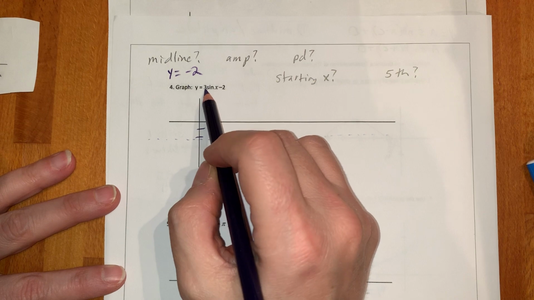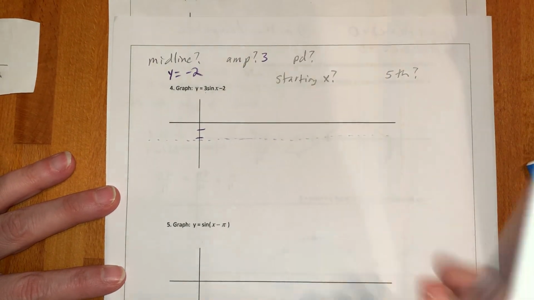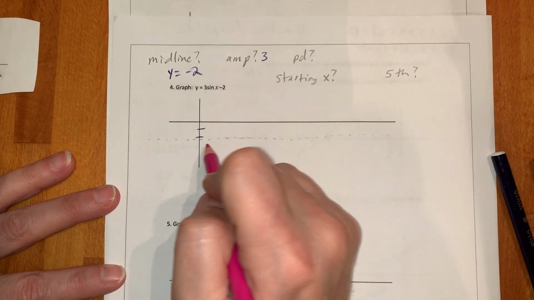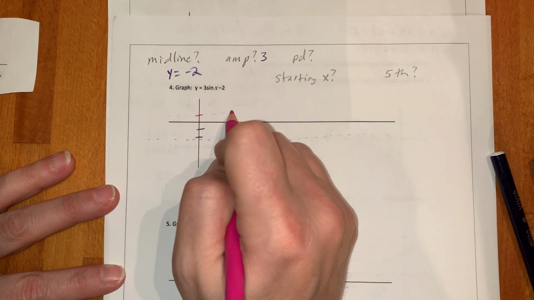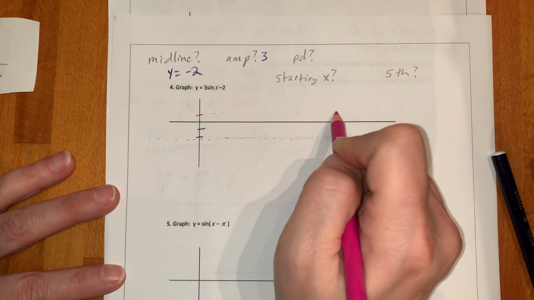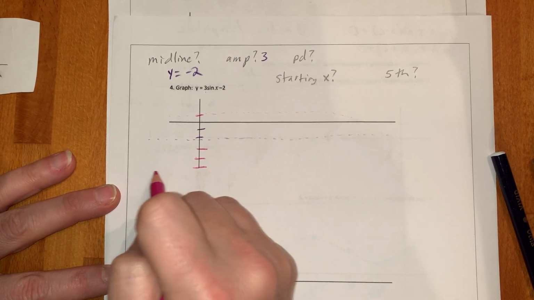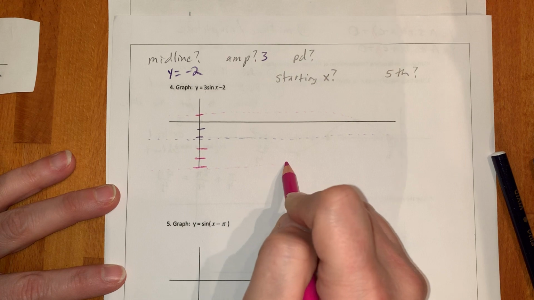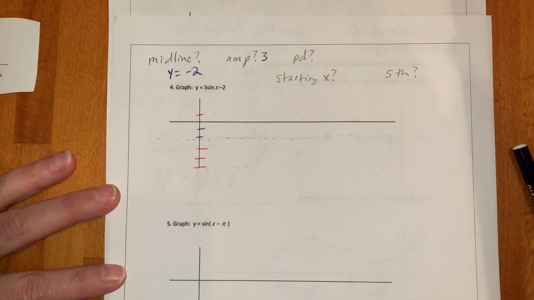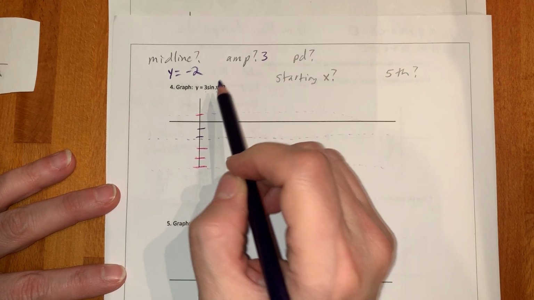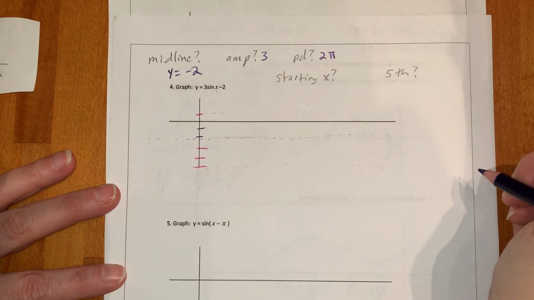You saw the 3 here and realized you had a vertical stretch, so our amplitude is going to be 3. So this is what I mean: some people go up 1, 2, 3, and kind of put, I don't know if you can see that or not, I made it really light, and then go down 1, 2, 3. So these light pink lines are going to help me find my minimum and maximum. My period, well, there's no change here. My period is just 2 pi.